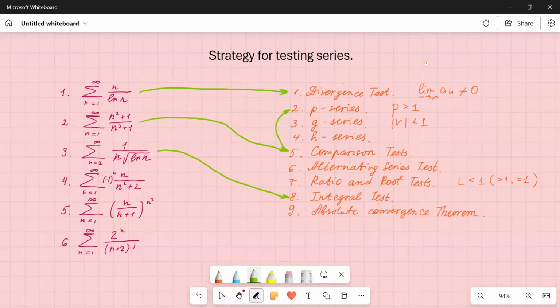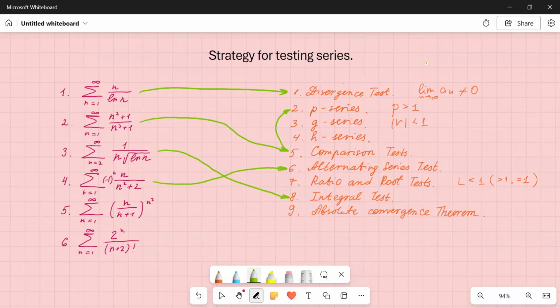For number 4, guys, it looks like we have a rational expression and (-1)^n, so it's alternating. So I would try the alternating series test. And if it does not work, maybe then my next step is going to be the divergence test.